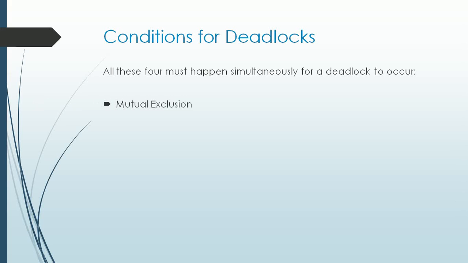Mutual exclusion. One or more than one resource must be held by a process in a non-shareable, exclusive mode. Hold and wait. A process holds a resource while waiting for another resource. No preemption. There is only voluntary release of a resource. Nobody else can make a process give up a resource. Circular wait. Process A waits for process B, which waits for process C, which waits for process A.